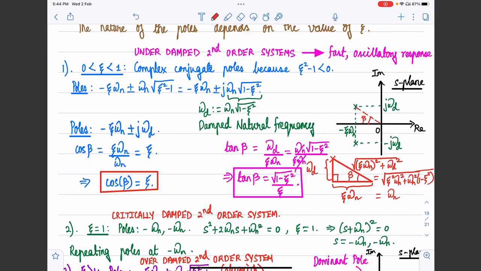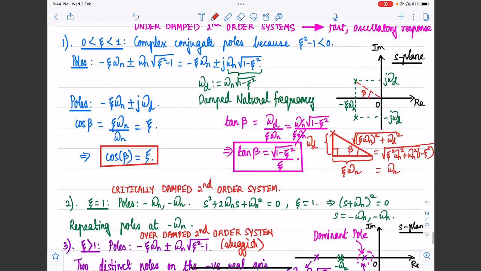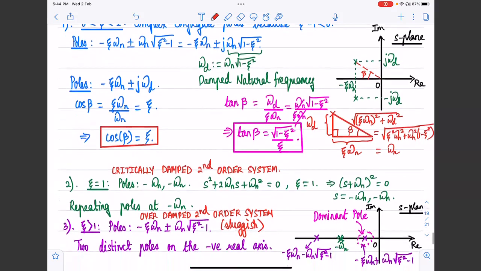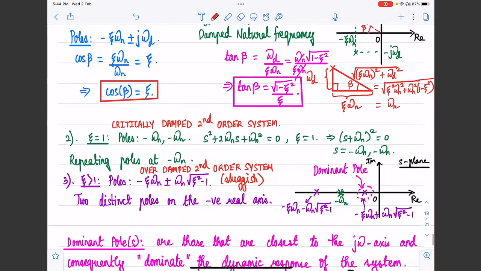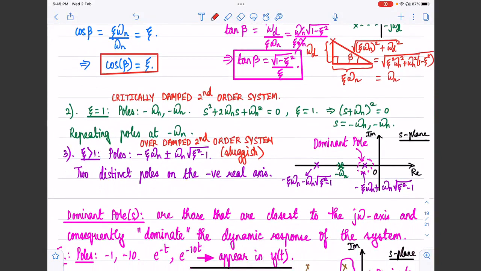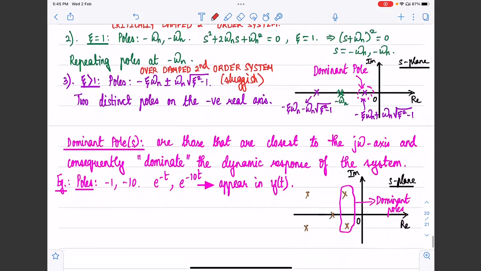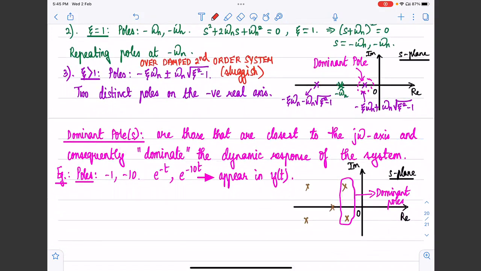If we don't want oscillations, but we want the fastest possible response, we go for critically damped second order systems where zeta is exactly equal to 1. This is difficult to achieve in practice because controlling zeta to be exactly equal to 1 may not be possible. But that's the best possible option if we don't want any oscillations. When zeta is greater than 1, we have what are called overdamped second order systems, where there are two distinct poles on the negative real axis, but the response is very sluggish.